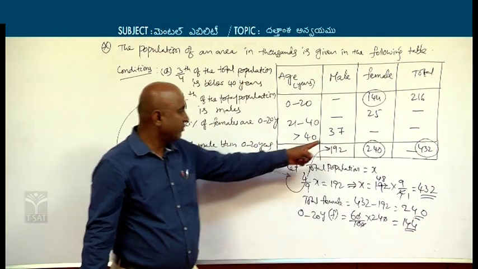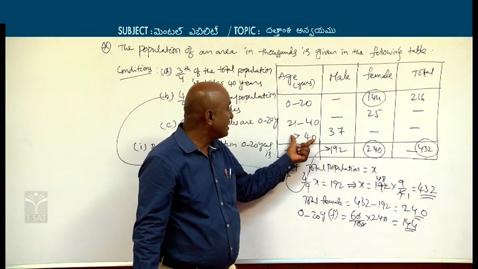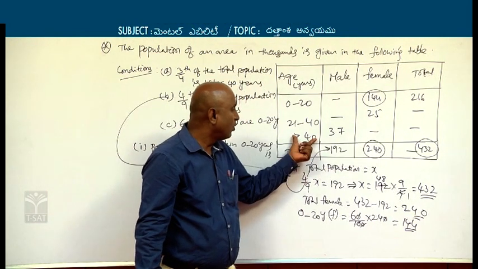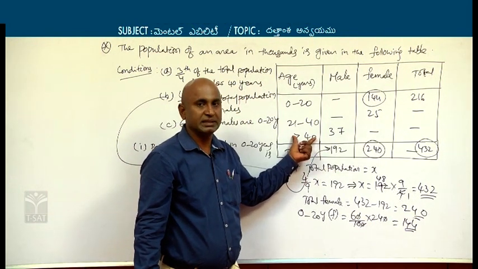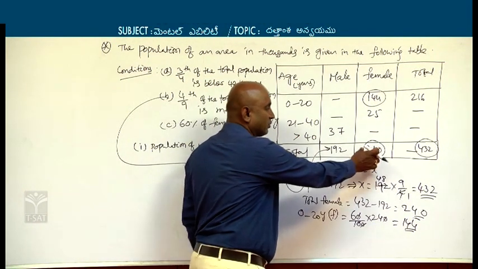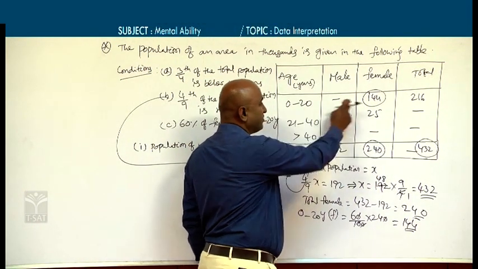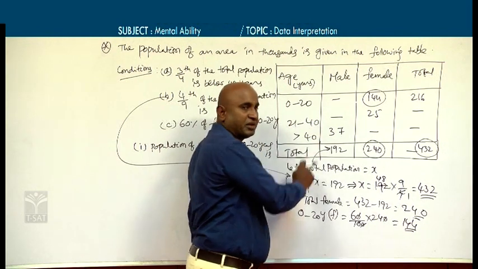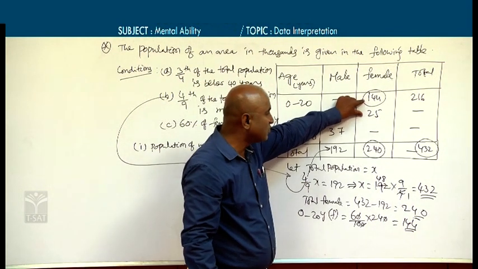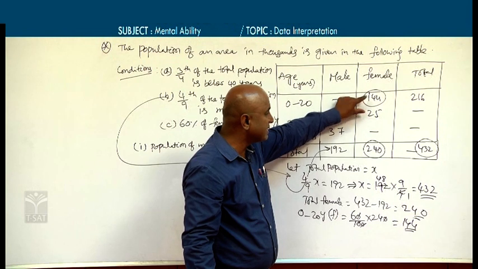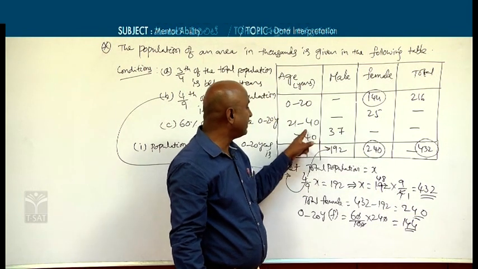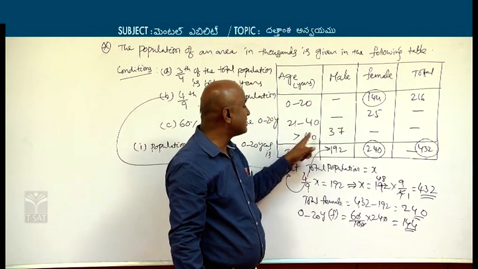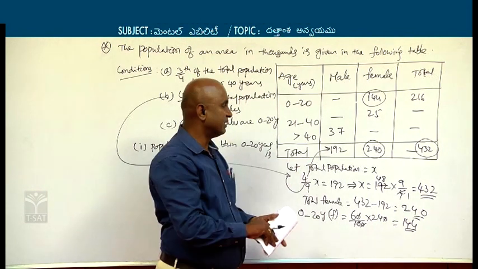Correct? Now see, what is this blank? The population of females who are more than 40 years. Now we know the total population and the population of 0 to 20, and 21 to 40 we know. So by adding these two quantities and subtracting the sum from this value, you will get the population of females more than 40 years.